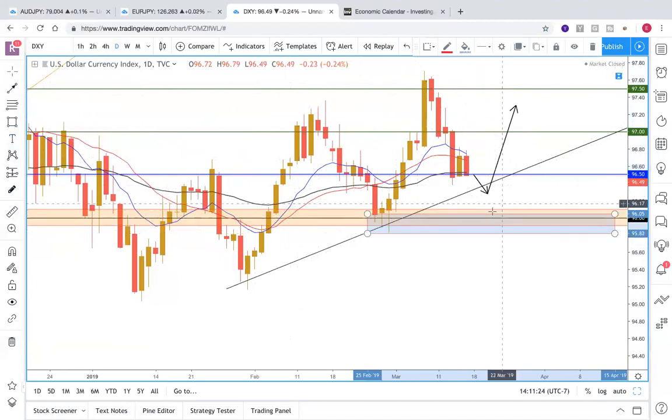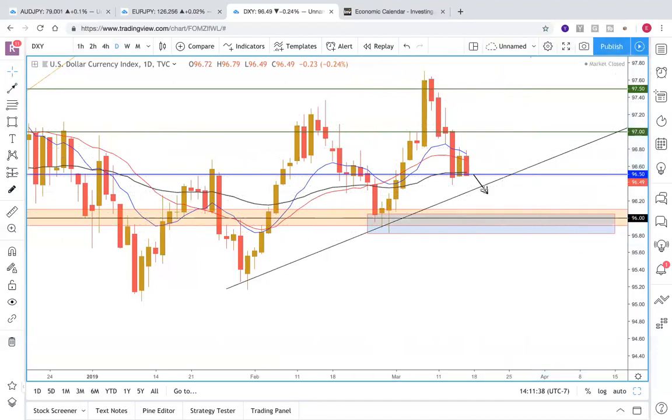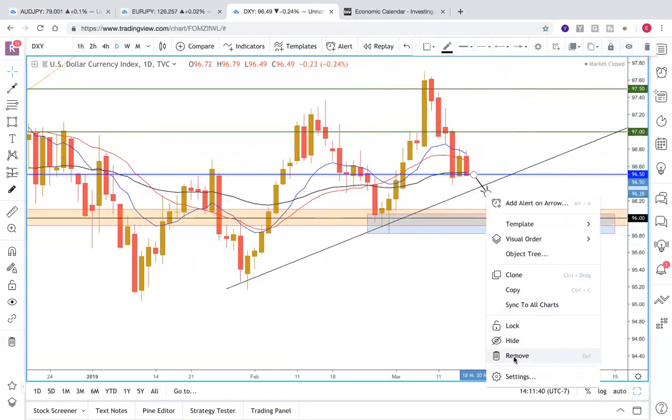So if price were to break below this, then my bullish bias is invalid. But if overall we could stay above this previous higher low, then I can see price going back up to the upside and the dollar gaining some type of strength. So that's my outlook right now.